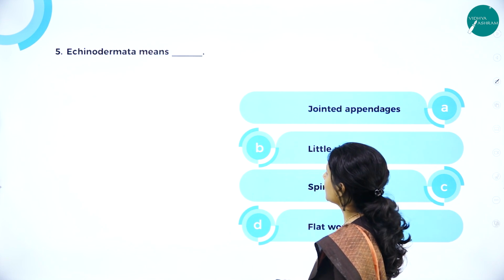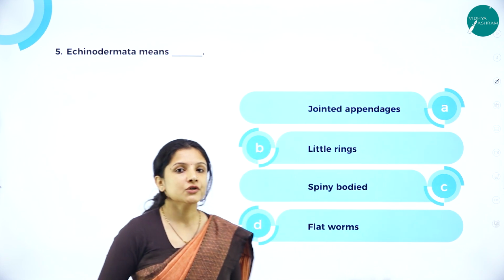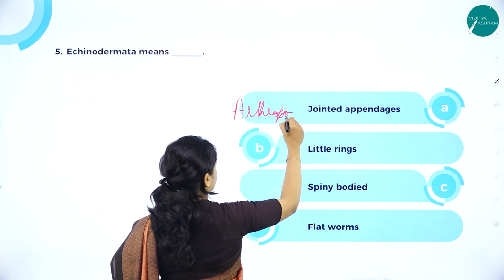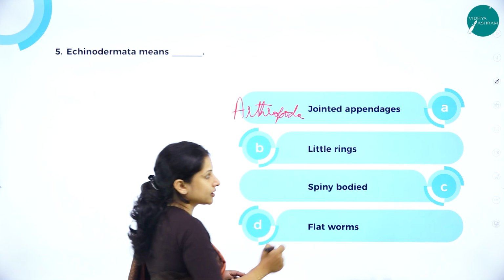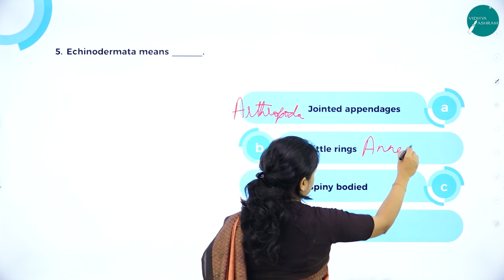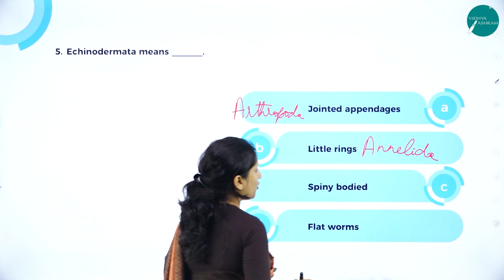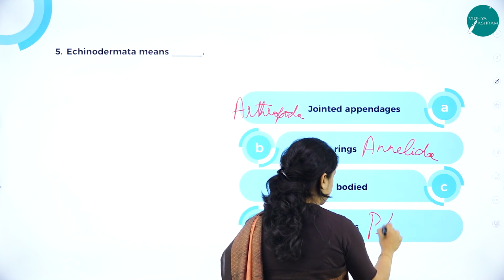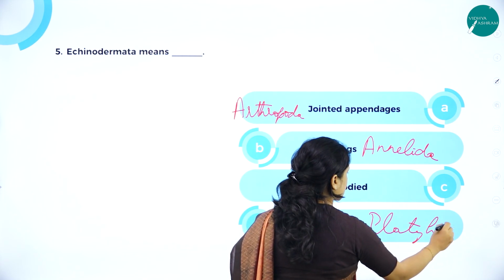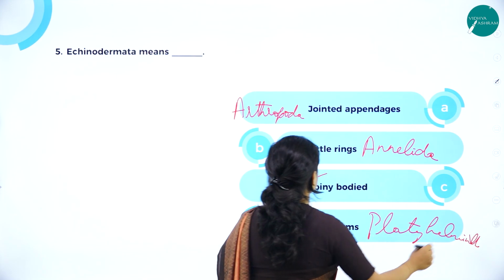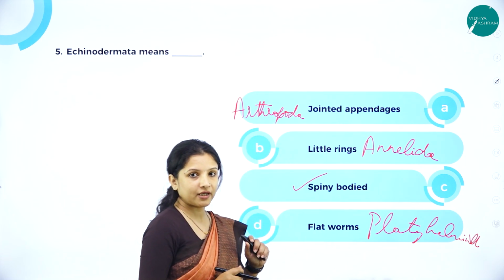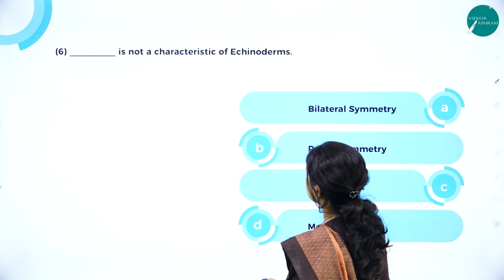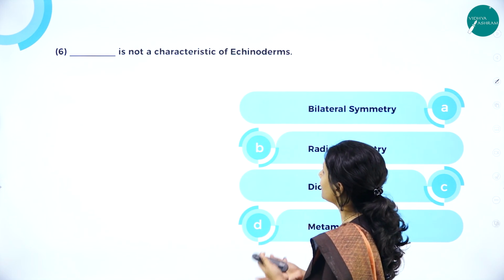Next, echinodermata means jointed appendages. No, jointed appendages means arthropoda. Or little rings. No, little rings means annelida. Spiny bodied, yes, that's the right answer. Is it flatworms? No, flatworms is platyhelminths. So therefore here the right answer is spiny bodied, and what are they made up of? Calcium carbonate.